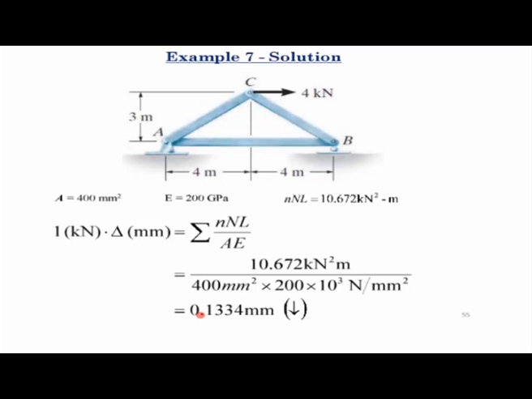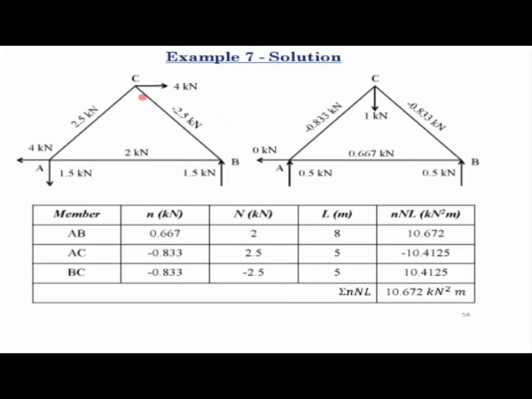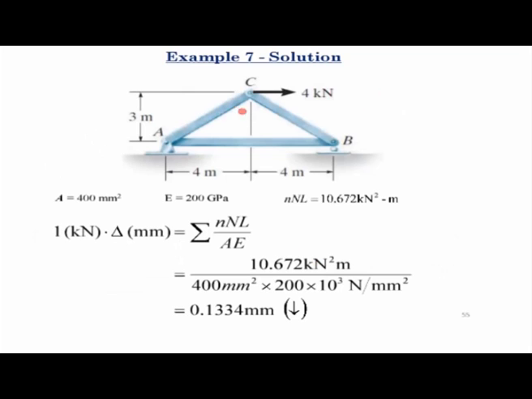Now since it is positive, that means the direction of that deflection would be in the direction of the virtual load that has been used. Here we have used the virtual load of 1 kilonewton in the downward direction. So that means the vertical deflection of joint C would also be in the downward direction. That was a simple example to demonstrate the method of virtual work for calculating the deflection of trusses.